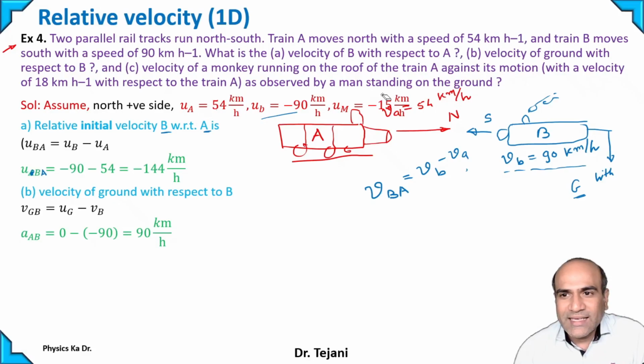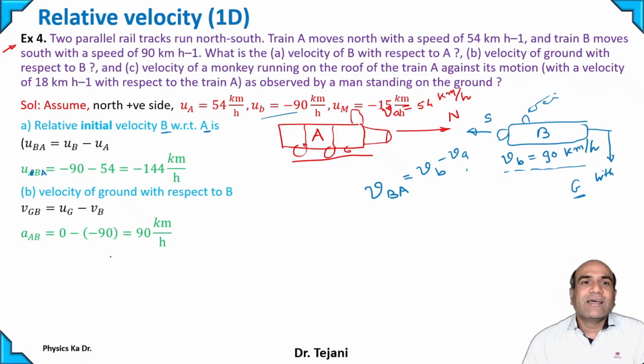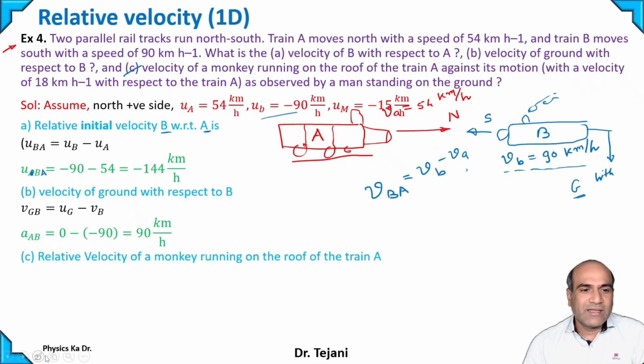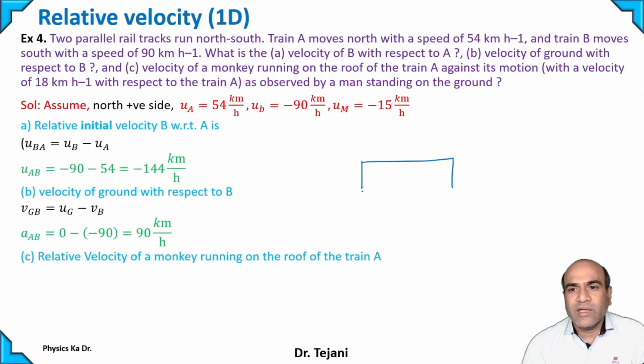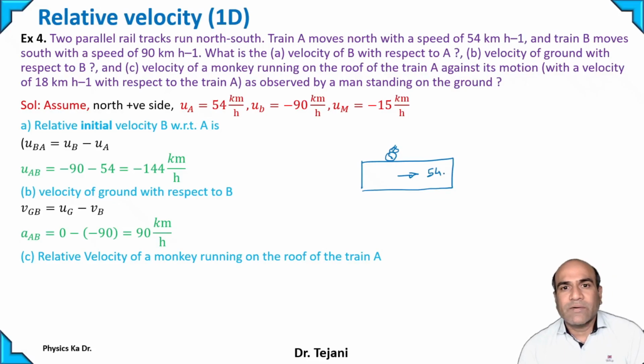Now next is C. Let's erase all the trains. Velocity of a monkey running on the roof of train A. So here the train number A, and on which there was some monkey, it is here playing maybe. Train A is moving in this direction with the speed 54 km per hour.